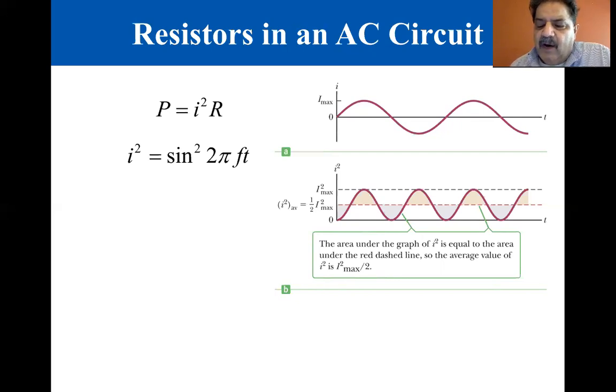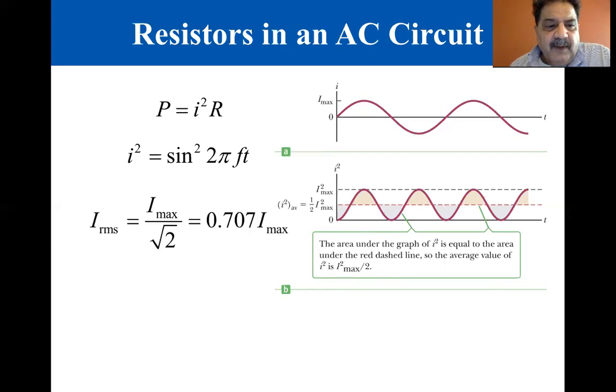The relationship between I-rms and Imax is given here. I-rms is equal to Imax divided by the square root of 2, or 0.707 Imax. That 0.707 is going to come up a lot. This equation says that an alternating current with a maximum value of 3 amps produces the same heating effect in a resistor as a direct current of 3 over the square root of 2 amps. We can now say that the average power dissipated in the resistor that carries alternating current I is shown here. Power equals I rms squared times R.